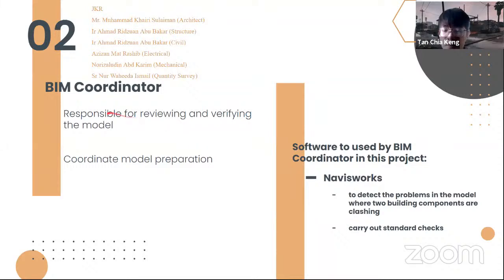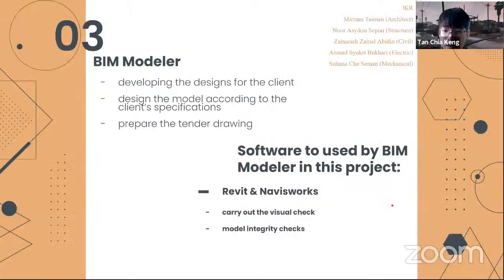Next is the BIM coordinator. The BIM coordinator is responsible for reviewing and verifying the model to meet the requirement and the design in accordance with the specification. Other than that, the BIM coordinator also plays a role in coordinating model preparation and ensuring the template used for the model preparation is correct. The software used by the BIM coordinator in this project is Navisworks, which is used to detect problems in the model, whether they are clashing or not, as well as to carry out the standard check to ensure the JKR BIM guideline and standard have been followed.